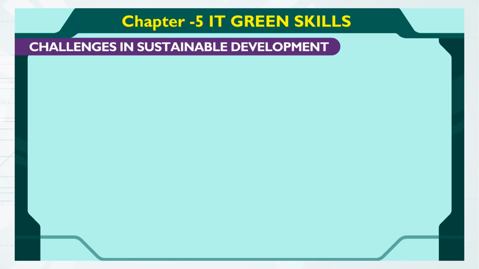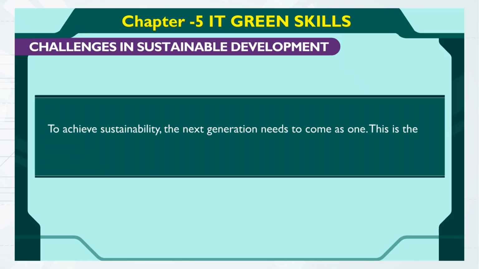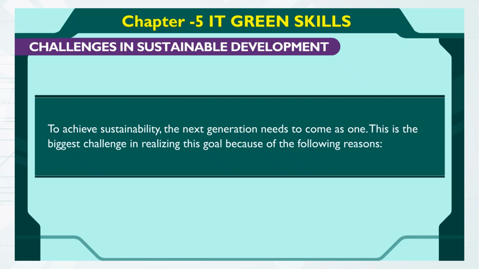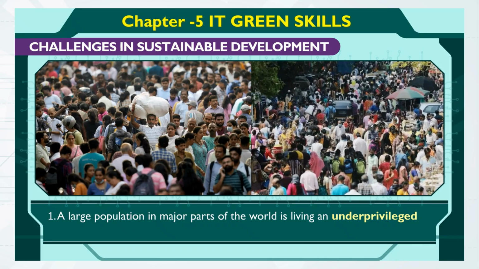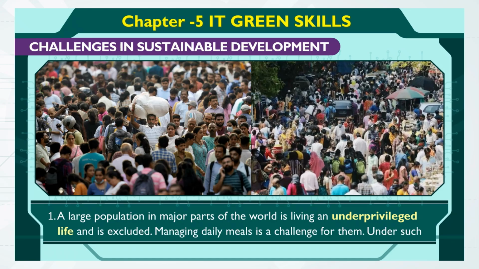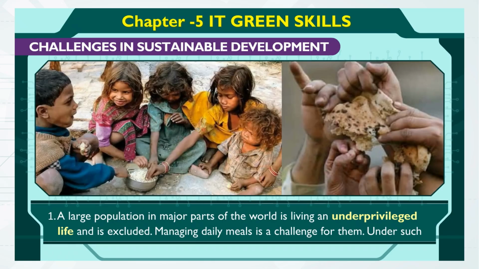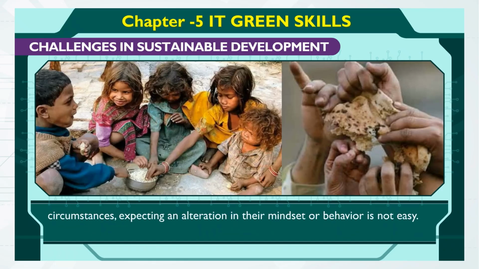Challenges in sustainable development. To achieve sustainability, the next generation needs to come as one. This is the biggest challenge in realizing this goal because of the following reasons. 1. A large population in major parts of the world is living an underprivileged life and is excluded. Managing daily meals is a challenge for them. Under such circumstances, expecting an alteration in their mindset or behavior is not easy.